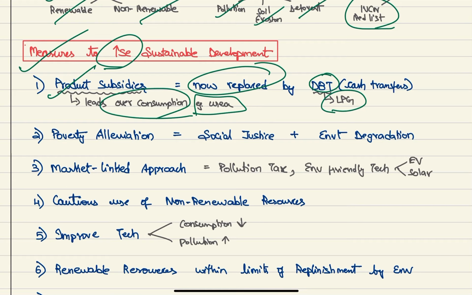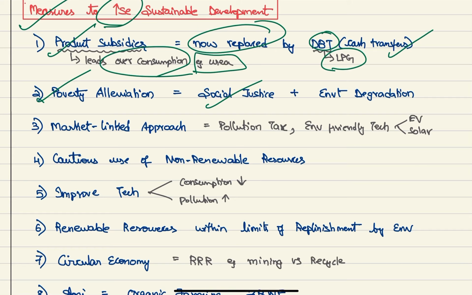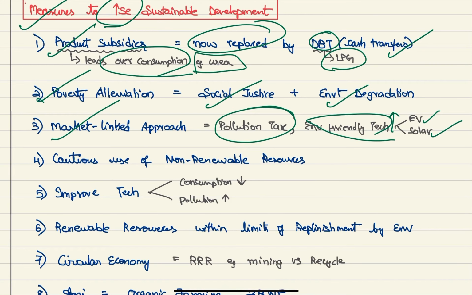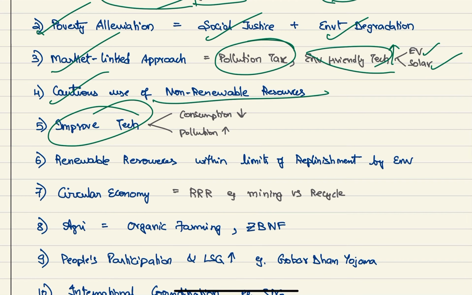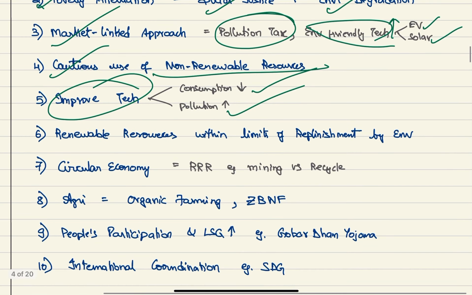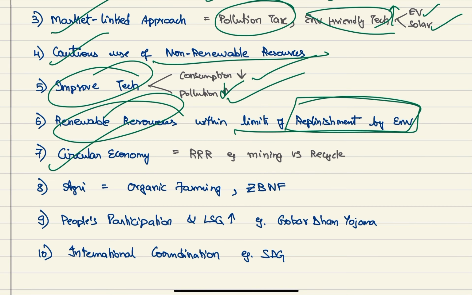For example, LPG, where subsidies are now cash transfers. Next, we have poverty elimination, social justice, addressing environmental degradation, market link approaches like pollution taxes, and environmentally friendly tech being promoted like EVs and solar panels. Also cautious use of non-renewable resources, improving tech by reducing consumption and decreasing pollution. And we have use of renewable resources within the limits of replenishment by the environment, and circular economy, which is recycling.